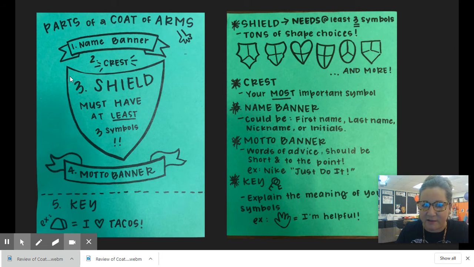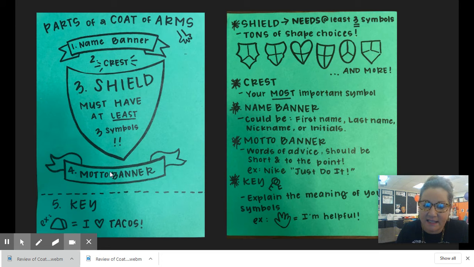In your shield shape, which is right here, and there are some options over here on the right-hand side of what your shield shape could be shaped like. It does not have to be shaped like this one. There's so many options about how you could shape your shield, right? You need to have at least 3 of your symbols. So there could be more. In your sketchbook, you drew out 10 symbols, right? So one of them will get used in the crest spot, at least 3 inside your shield shape. Okay, could be more, up to you.